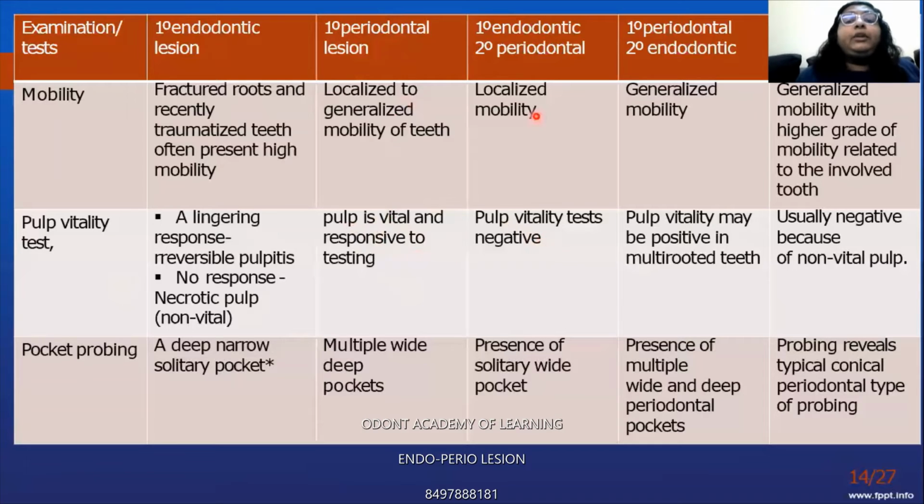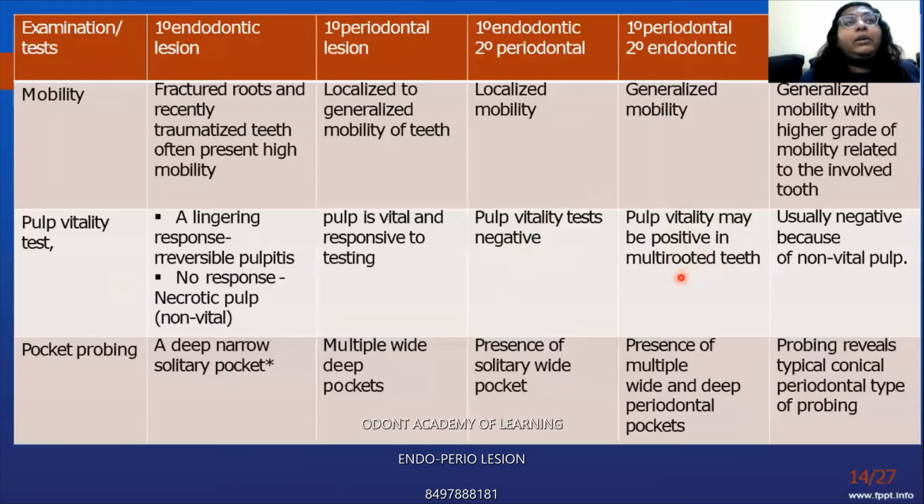Now, coming to primary endo secondary perio, primary endo secondary perio means already the infection has gone to the periodontium. It has bypassed the pulp and gone to the periodontium. So pulp test will be negative. In primary perio secondary endo, pulp vitality can be positive in multi-rooted teeth.